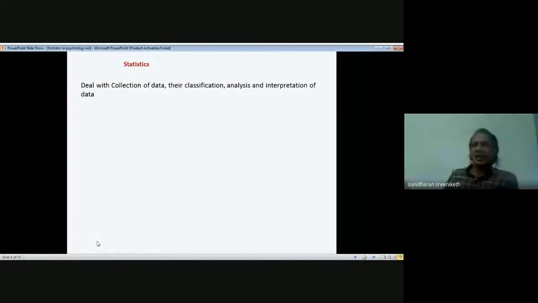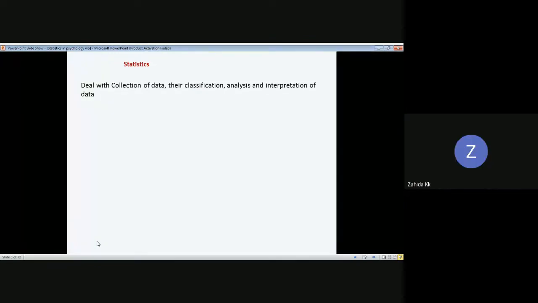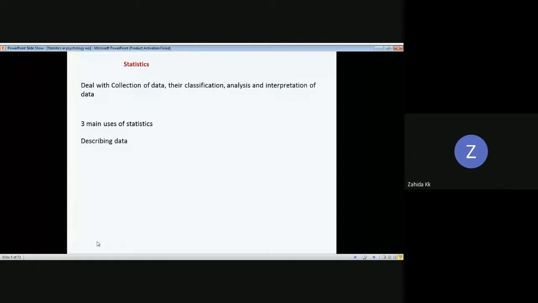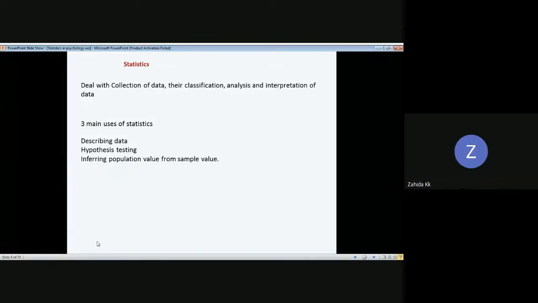And in scientific terms, when we talk about statistics, it deals with the collection of data and their classification, analysis, and interpretation. So in this perspective, statistics has mainly three uses in social sciences. It is used for describing data, hypothesis testing, and inferring population value from sample value.